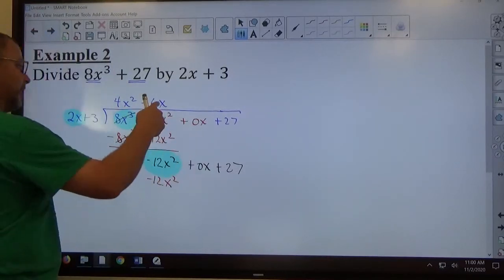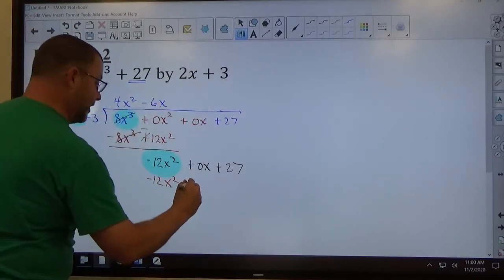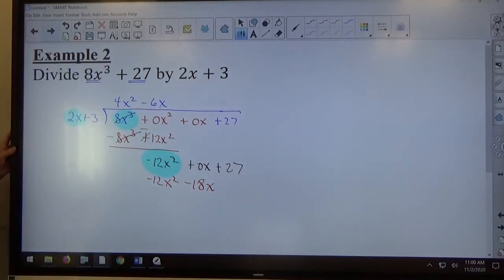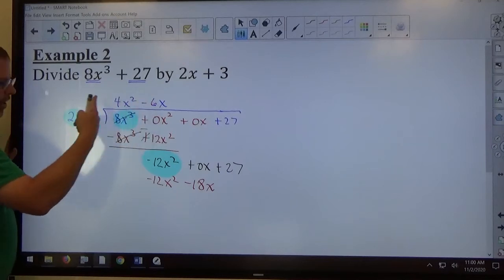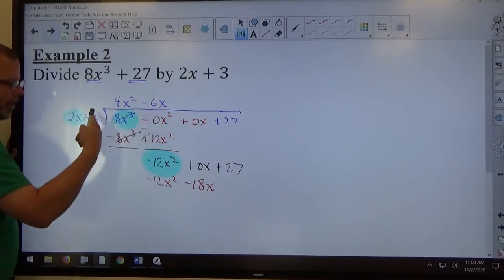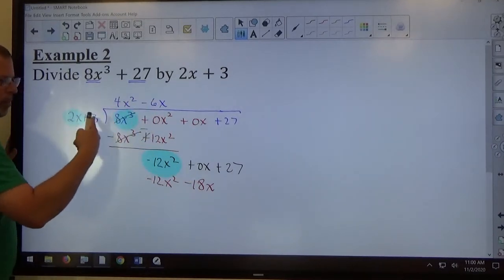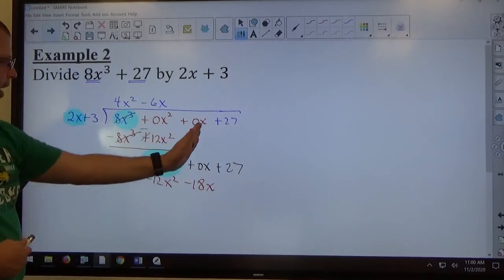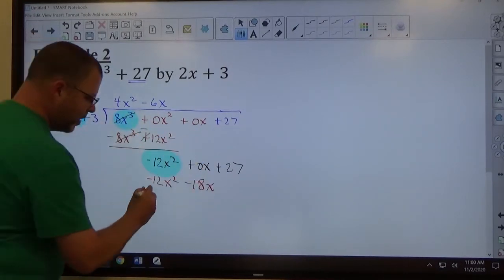Scratch that. Negative 6 times positive 3 is negative 18. X times nothing makes x. So, negative 6x times 2x and negative 6x times 3. This answer times both pieces to make two things down here. I got an x squared piece lining up with x squared. I got an x piece lining up with x.